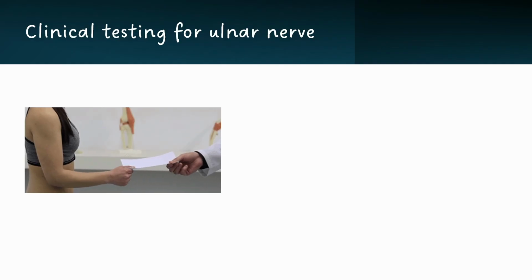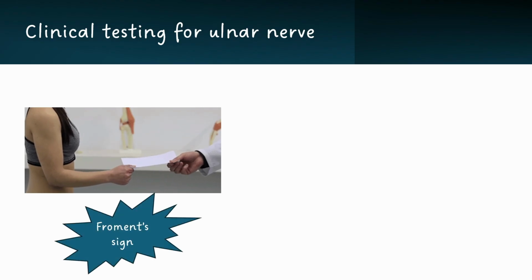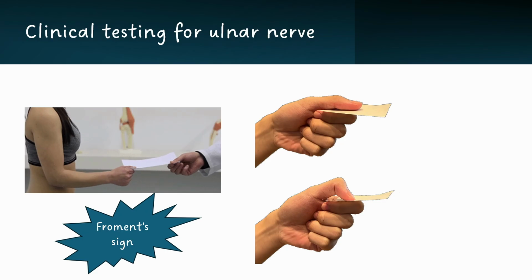What are we trying to do here? We are clinically testing for the ulnar nerve. We are looking out for a sign which is known as Froment's sign. Normally, when a card or a paper is held between the thumb and the index finger, the thumb is adducted and we hold the paper. So this is the normal state.